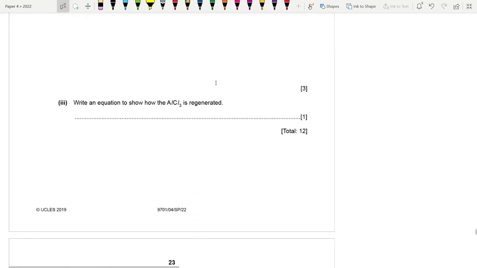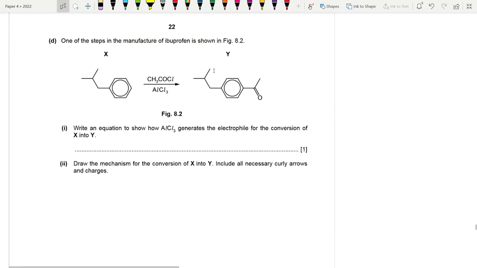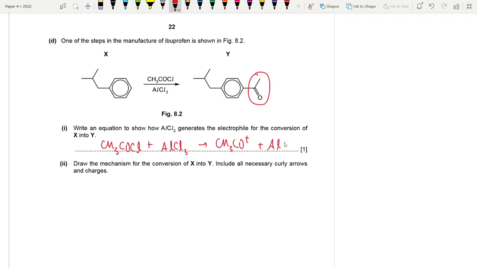Okay, so we're at the last question actually. Write an equation to show how AlCl3 generates the electrophile for the conversion of X into Y. This is basically Friedel-Crafts acylation. How is it formed actually if you think about it? Mainly, the acyl chloride CH3COCl reacts with AlCl3 to form CH3CO+ and AlCl4-. This is our electrophile. AlCl3 basically takes away the chloride from the acyl chloride.